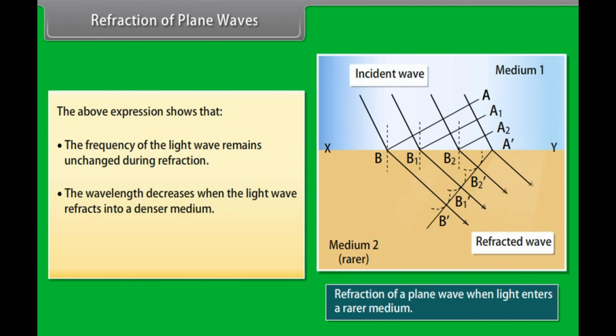The wavelength decreases when the light wave refracts into a denser medium, and the wavelength increases when the light wave refracts into a rarer medium.